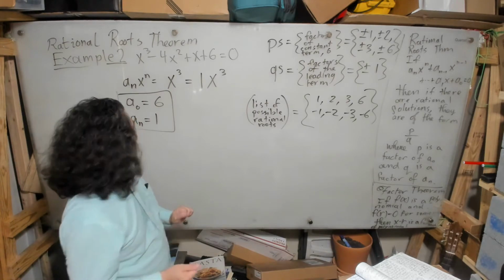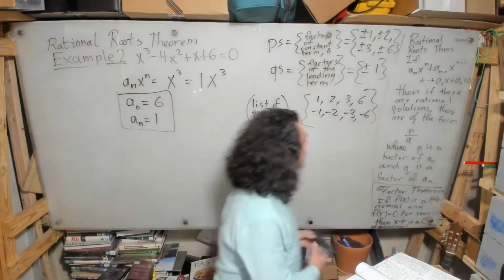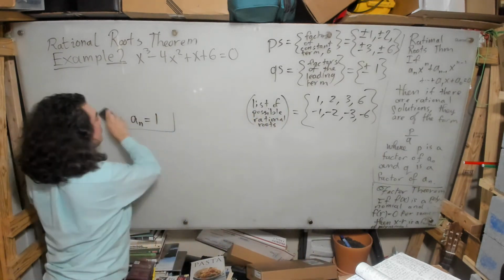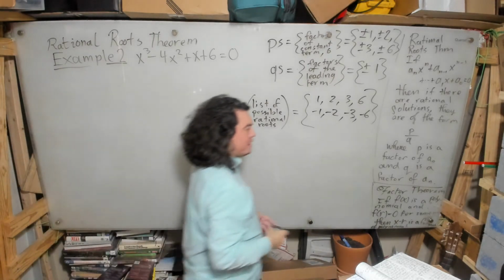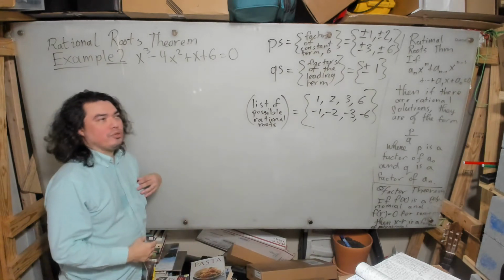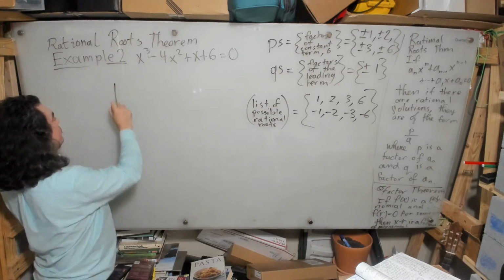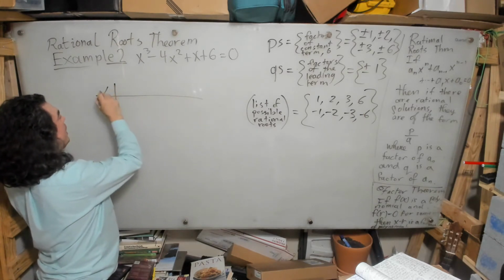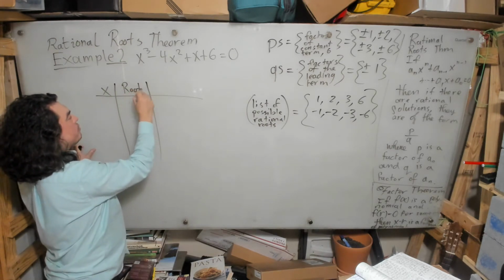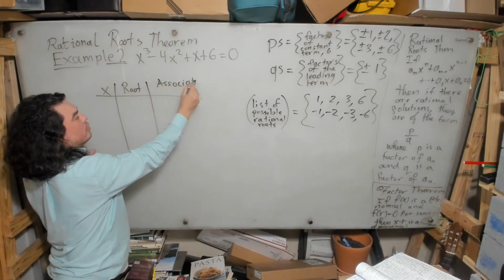Okay. So now, the next thing that we want to do is find out which of these, if any, are in fact solutions of this polynomial. But instead of explicit evaluation, in this example I'm going to use synthetic division. Okay? So let's do that together. First of all, let us make a table here, x, and we're going to find out if it is a root or not. And if it's a root, we want to find out the associated factor. Okay?